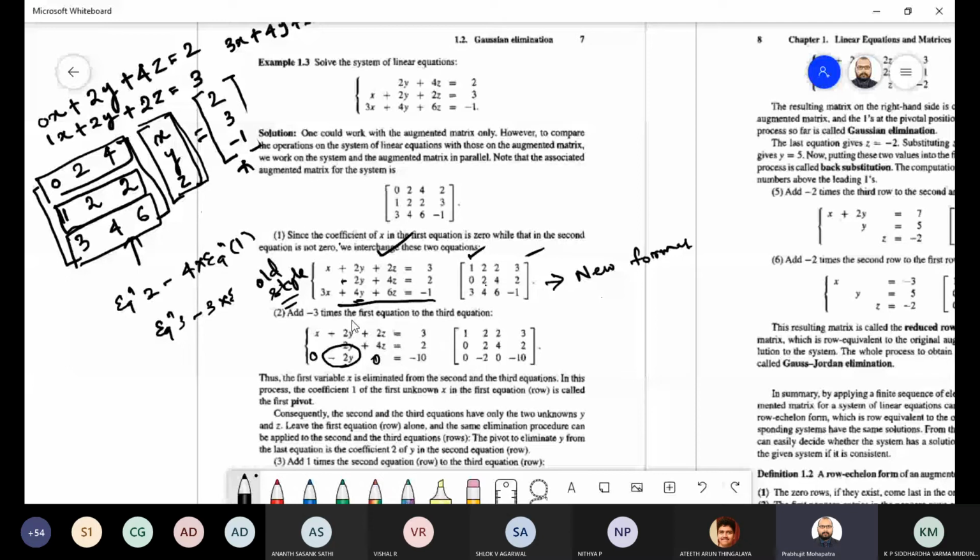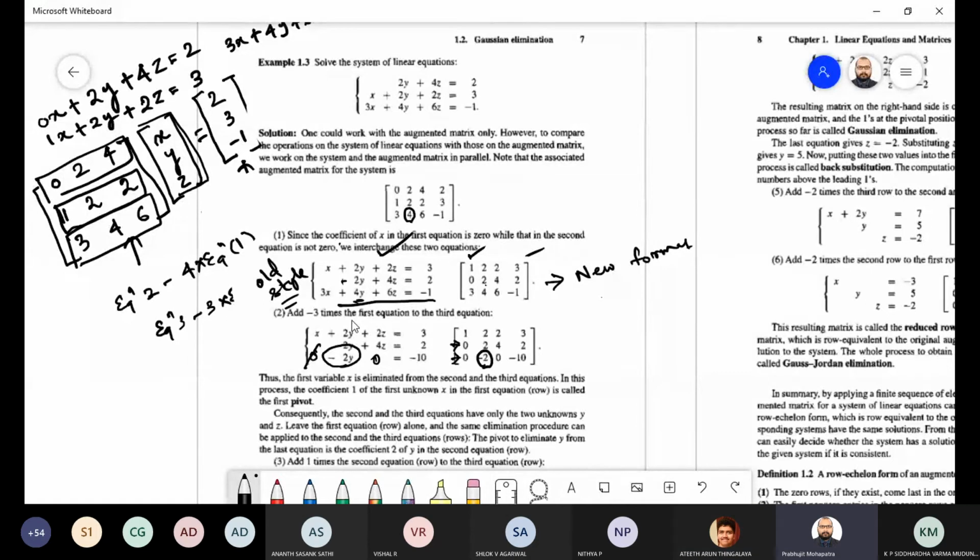Now the x is removed from both equations. You see here also 0 is there, here 0. That means x is removed from both sides. So what is your next target? Your next target is to eliminate the y. Your next target is to make this position 0, which means you have to remove the y from here. That is your target.